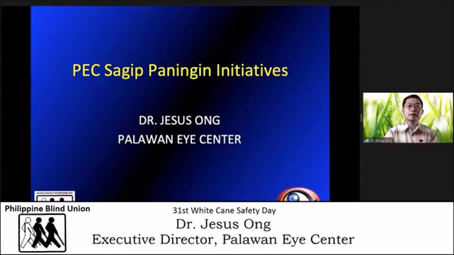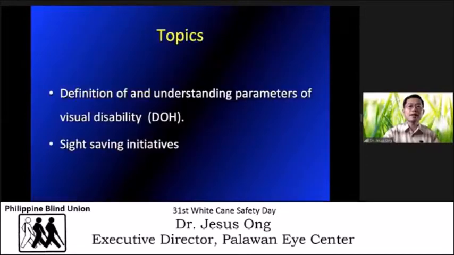Ang topic ko na inassign sa akin is about Palawan Eye Center sa Paningin Initiative, yung program namin na ini-implement dito sa probinsya ng Palawan. But aside from that, may inatasan din akong i-define, no? At para ating alamin ano mga parameters ng visual disability. Sino ba ang pwedeng maklasify na may disability, no? May visual disability. And of course, yung pangalawa is yung about sight-saving initiatives ng Palawan Eye Center.